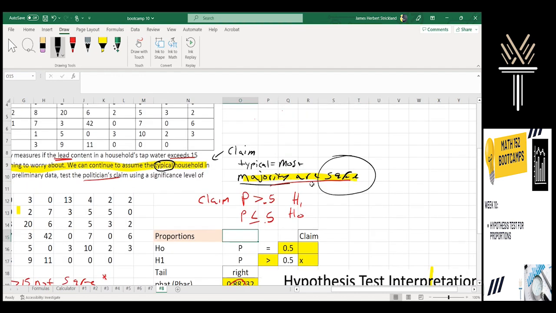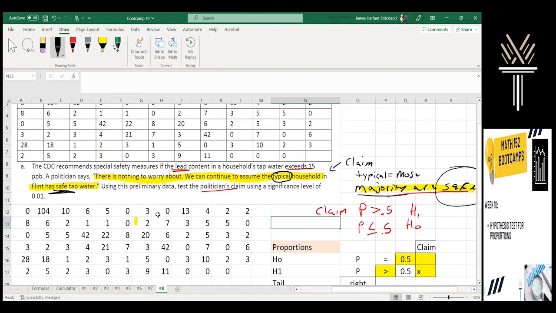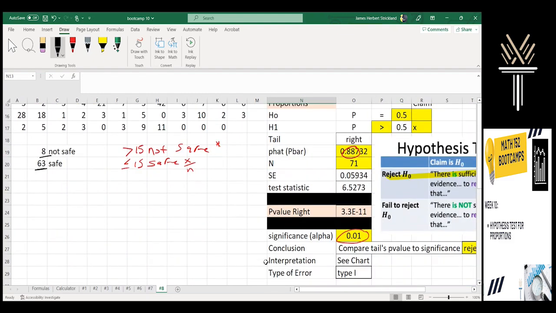So yes, the typical household, if you were to walk down the street and just pick a house randomly, you're more likely to find a house that's safe. That's what this is telling us. So the politician's not wrong in making that statement. But obviously, the people who are dying from lead poisoning have a problem with this kind of claim. And we'll get into that when we do a hypothesis test for means and look to see if the mean water level, or in this case, mean toxicity, is really bad. In other words, we're going to do this question again from a means perspective next week.